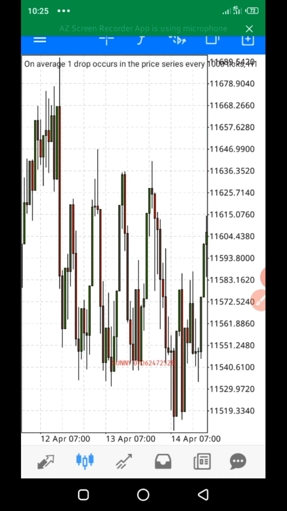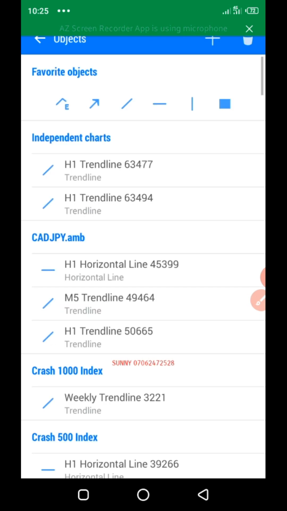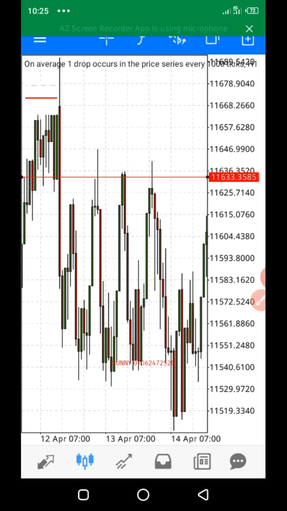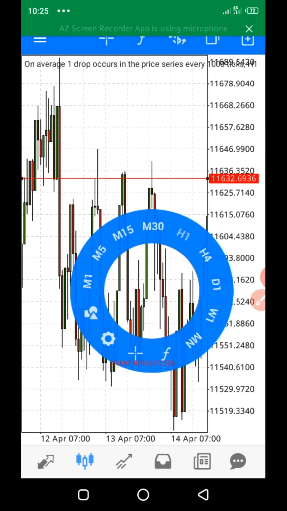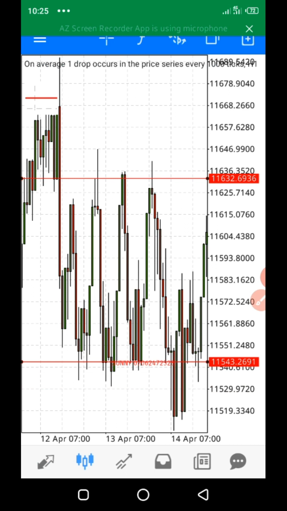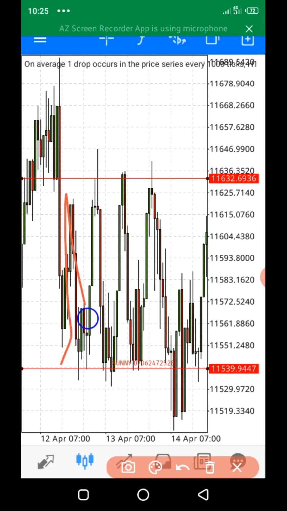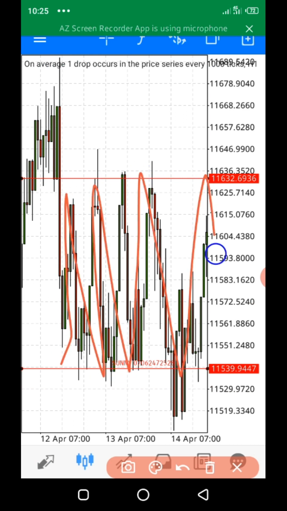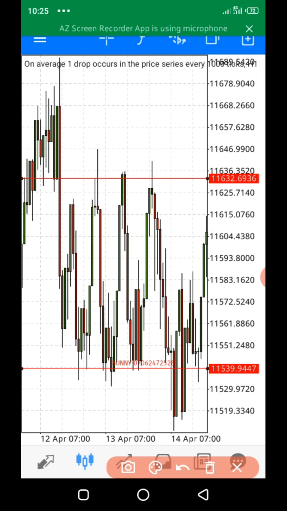Okay, look at this line now. Look at this part here. If I want to draw my support and resistance, I'll draw on the horizontal. I'll take the horizontal, I'll put it here. I'll click again, take another horizontal, I'll put it at the base, at the bottom. I've drawn my support and resistance. I know within this point, I'll be making profit, until I see a breakout.